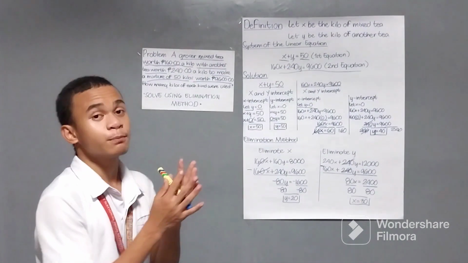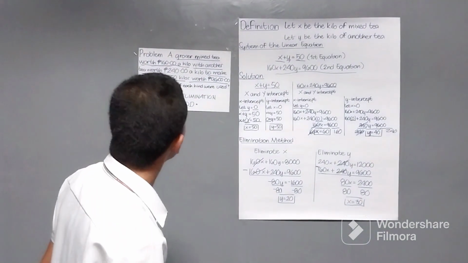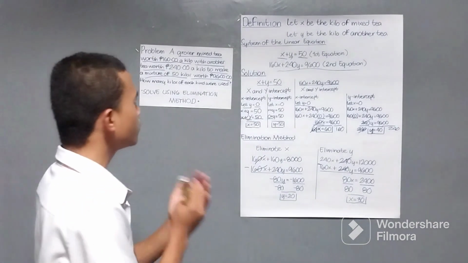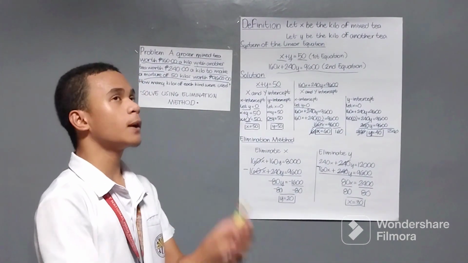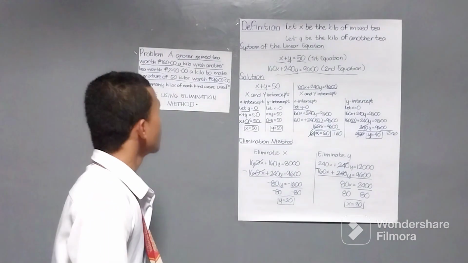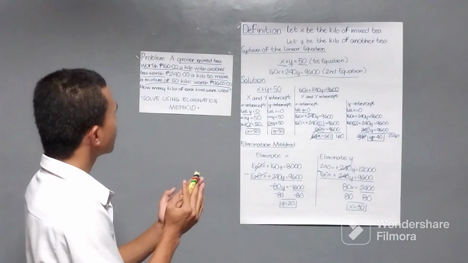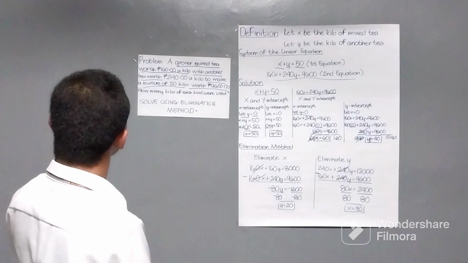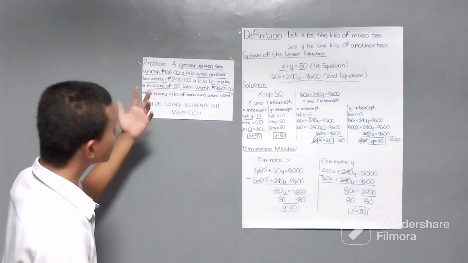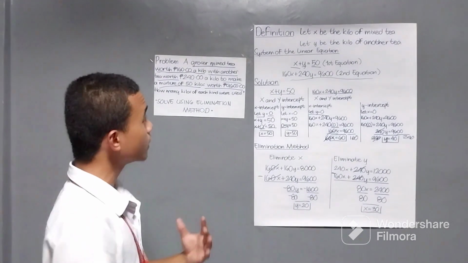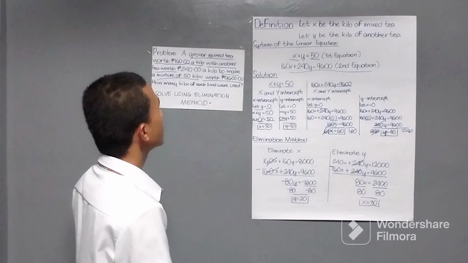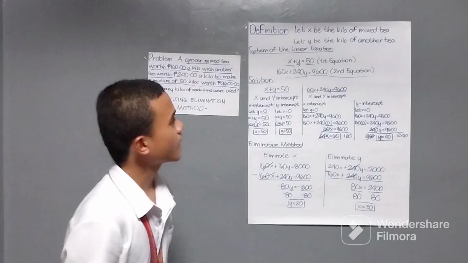Before we proceed to our next step, you should analyze the problem twice or thrice so that you can come up with the right answer. Now, you can't get the answer by just looking at the problem. So for our next step, we should define the unknowns. We're going to let x and let y.